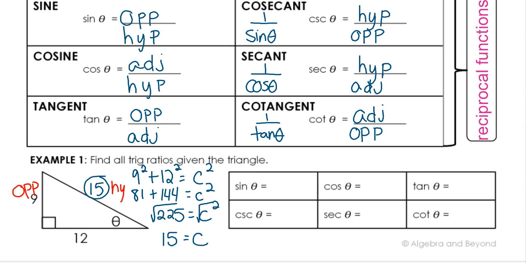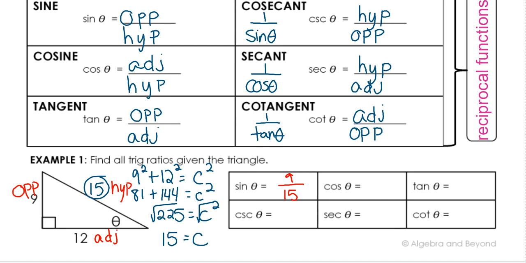This is the hypotenuse. And then that means that this one next to theta is the adjacent side. So we can use those to help us fill in our ratios. So when we write our ratios, we just write them as fractions. So sine is opposite, which is 9, over hypotenuse, which is 15.